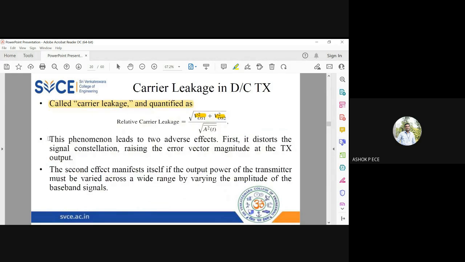So this will lead to two adverse effects. First, it will change your signal constellation. As I told you, the signal constellation chart shifts. When the signal constellation starts shifting, the receiver will have issues decoding your signal. And next, we measure the effectiveness of the system using what is called error vector magnitude, or EVM, and it will start increasing the EVM value.